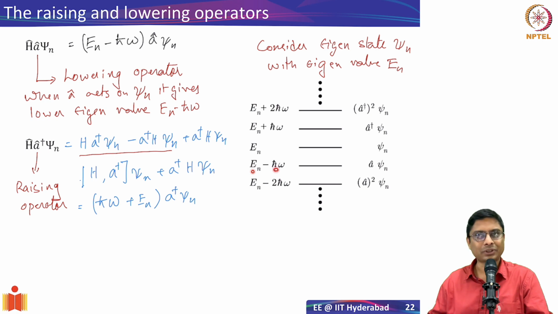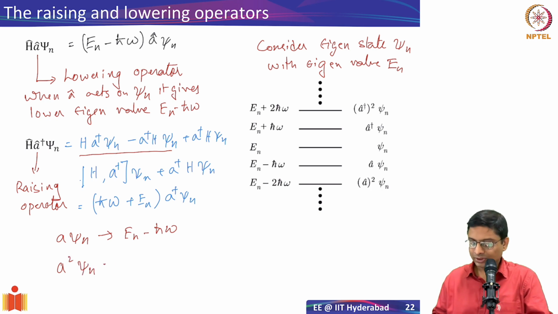minus h cross omega. If you operate it the second time, so essentially if you do A acting on psi n, it gives you a lower wave function, right? Eigenvalue of En minus h cross omega. If A acts twice on it, so basically A square psi n, you essentially get En minus 2h cross omega, and so on.